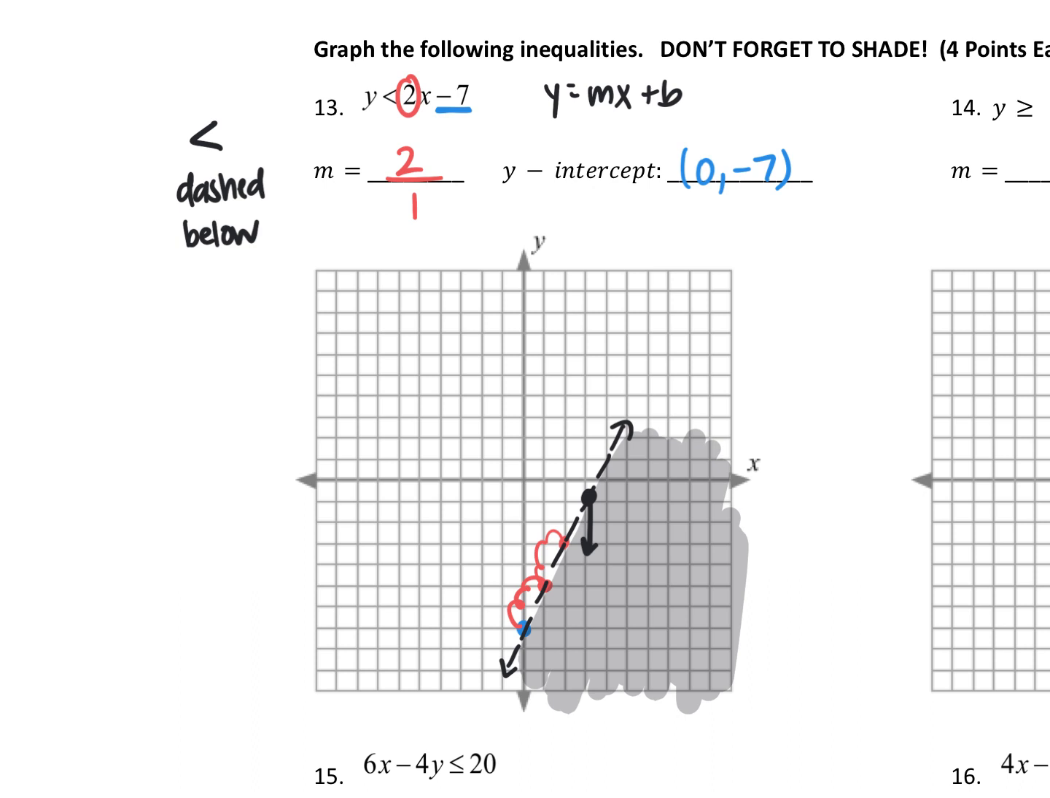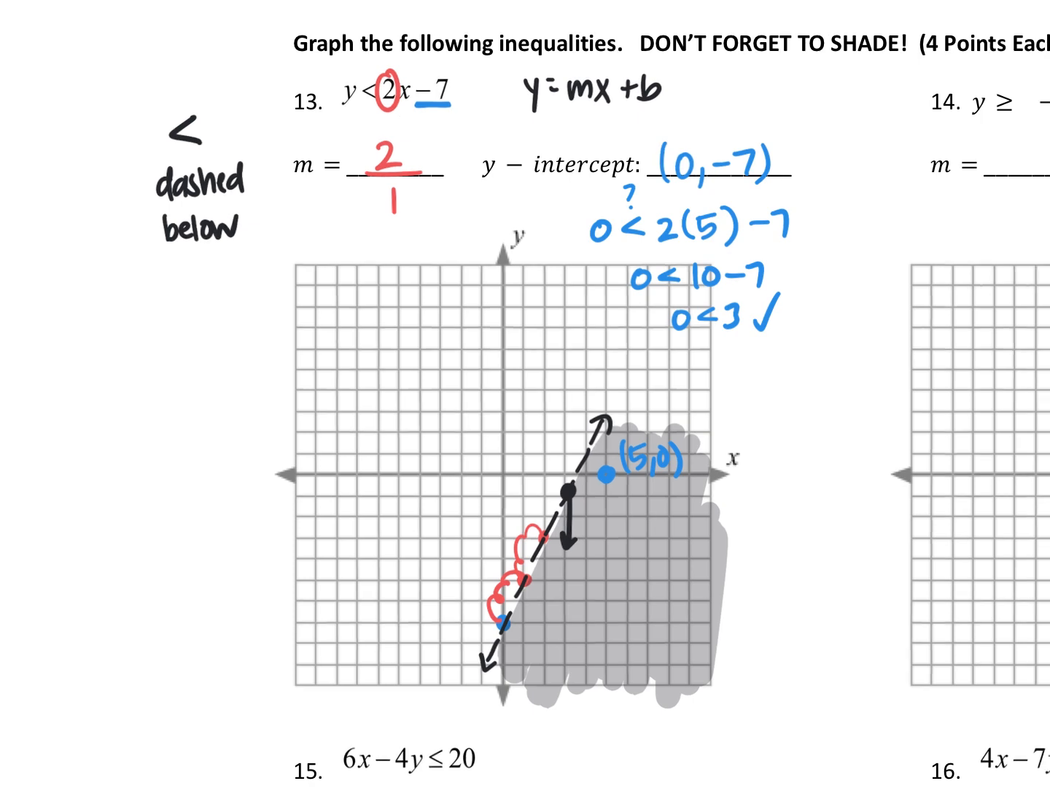Okay, we could pick a point as well. So let's say I wanted to pick a point in that shaded region. Let's go with an easy one. Maybe let's choose 5, 0, and then plug it into my inequality. So 0 is my y value, and then I'm plugging in 5 for x, and we're just checking, is this true? Is 0 less than 10 minus 7? Is 0 less than 3? Yes, it is, so we know that we've shaded in the correct area.